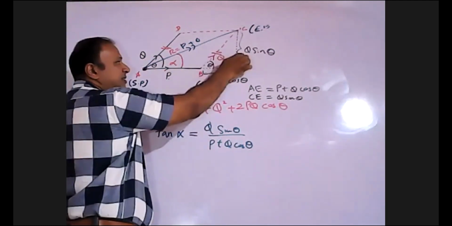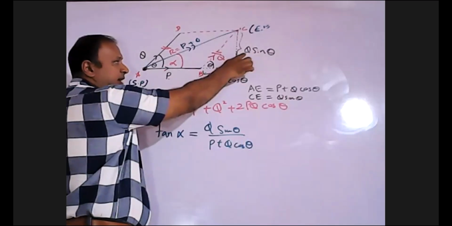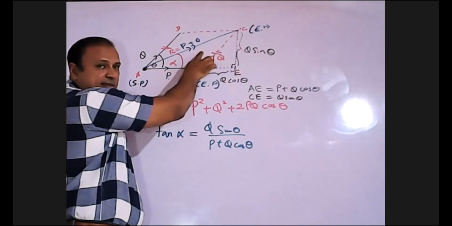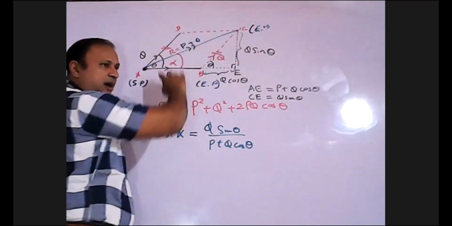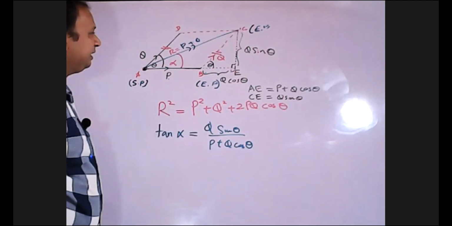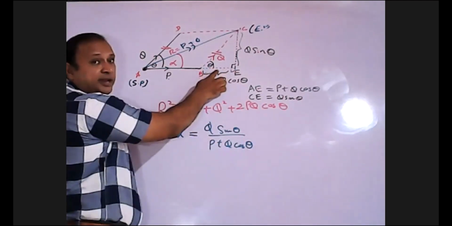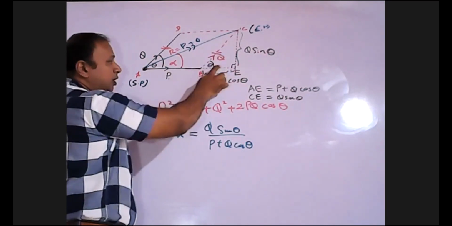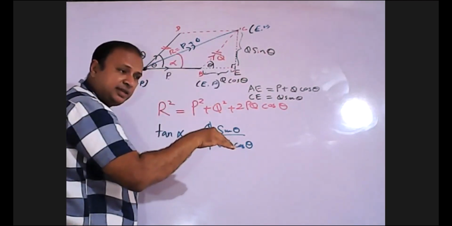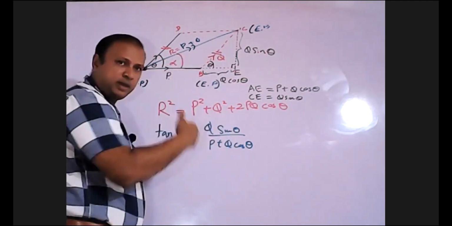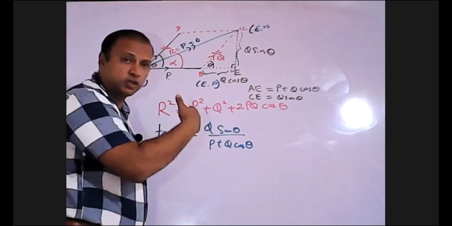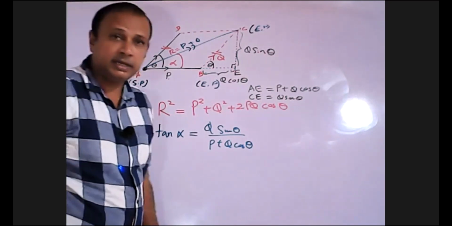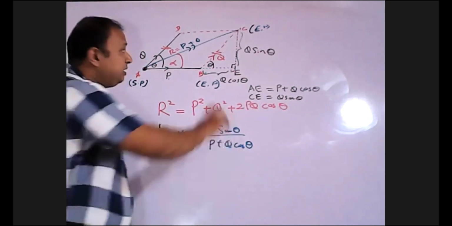Because this is the hypotenuse, and this is the opposite side, sin theta is equal to opposite side over hypotenuse. Therefore, the opposite side is equal to hypotenuse into sin theta. This is the adjacent side. Cos theta is equal to the adjacent side over hypotenuse. Therefore, by cross multiplication, the adjacent side is equal to Q into cos theta. That is how I determine BE and CE.